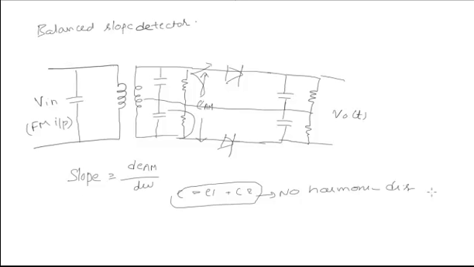The slope is similar to what we have already discussed. The only advantage here is the use of two tuned circuits. Because of this, we don't have any harmonic distortion. And if the tuned circuit is not properly band limited, then this harmonic distortion may occur. So these tuned circuits should be properly resonated in order to eliminate this harmonic distortion.